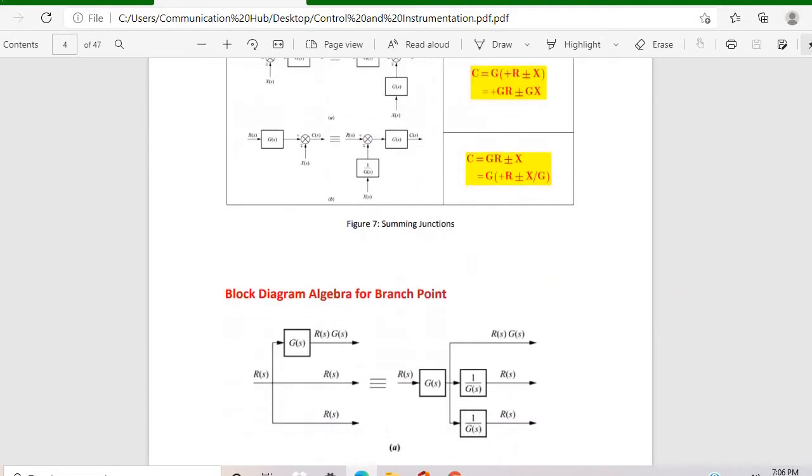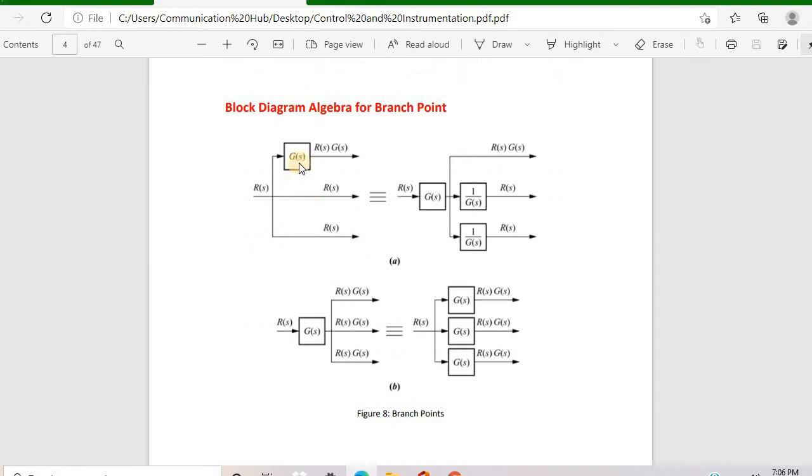For example, there's another one. If you have two inputs without a G of S and one input with G of S, and you want to take it before this, then you don't need anything here, but here you need division. Look here, to keep the relation the same, you have to divide in these two branches. Similarly, in the last case, when G of S is here, if you want to take it to the front, you have to multiply with all the branches.